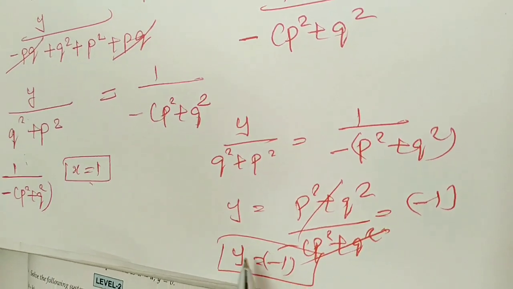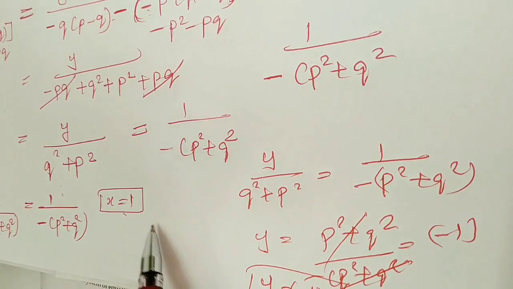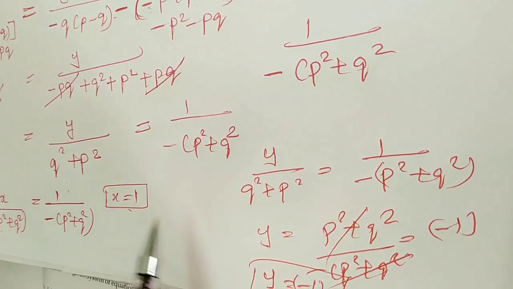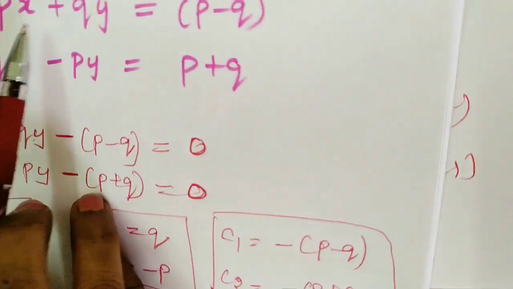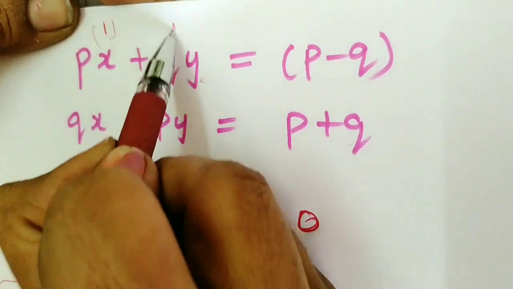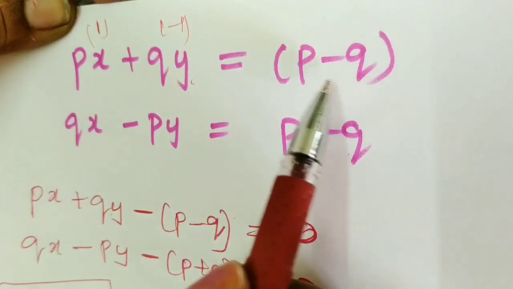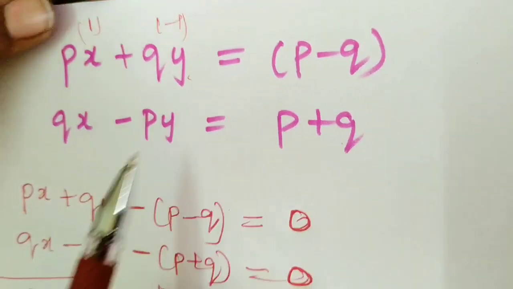Okay. Now we'll check our answer. Please listen. What is the value of x now? X is equal to 1. What's the value of y now? Y is equal to minus 1. Check here. X is equal to 1. What's our x value? 1. What is our y value? Minus 1. P into 1, P. Q into minus 1, minus Q. Therefore, our answer is correct.